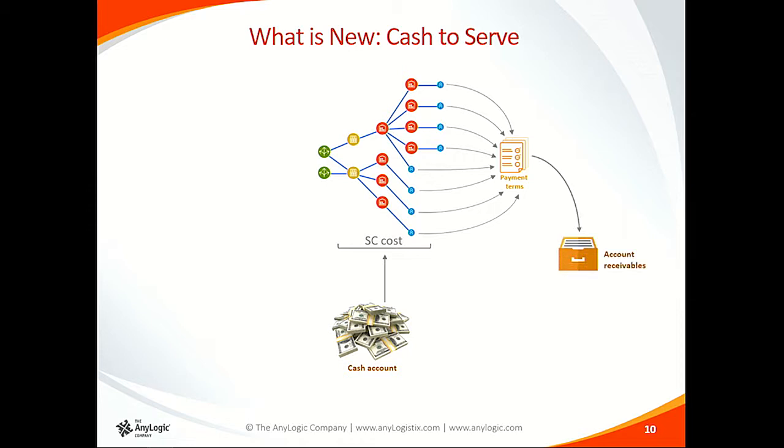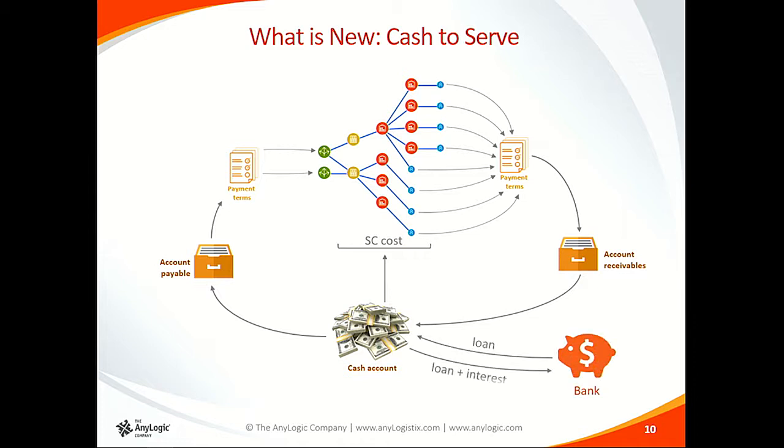So which forms actually account receivables. And once we get paid, that cash goes directly to our cash account. We also use this cash account to pay our suppliers, which also have payment terms. In the case we don't have money, we just borrow it from the bank, and then we have to pay back the loan plus interest.